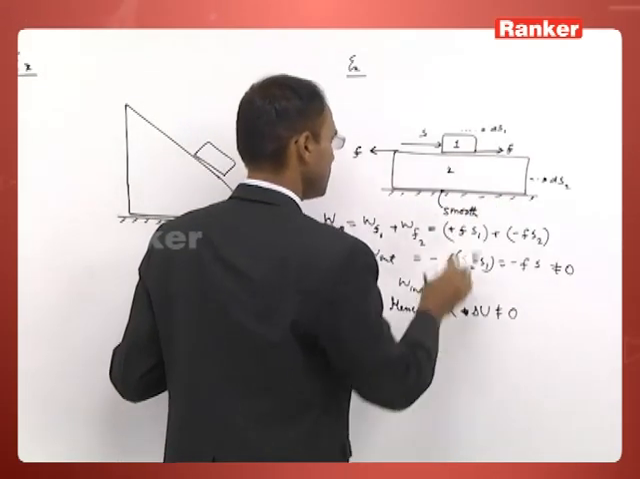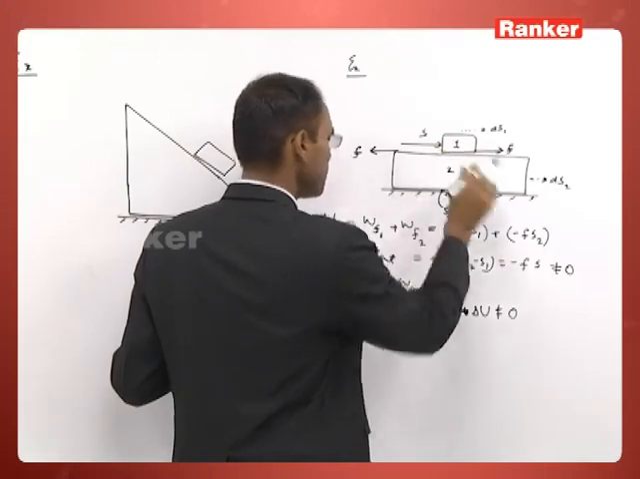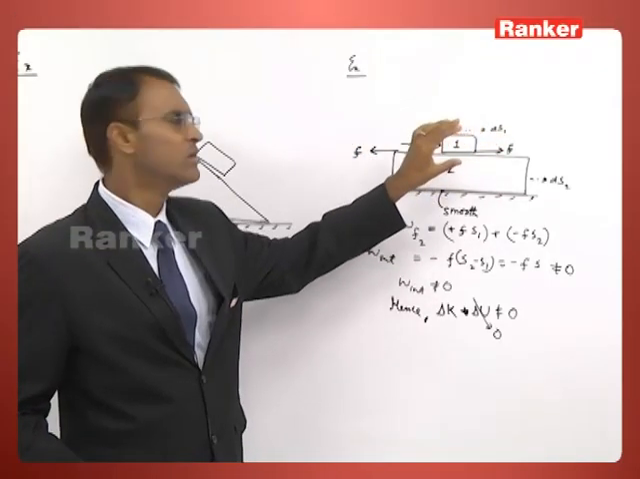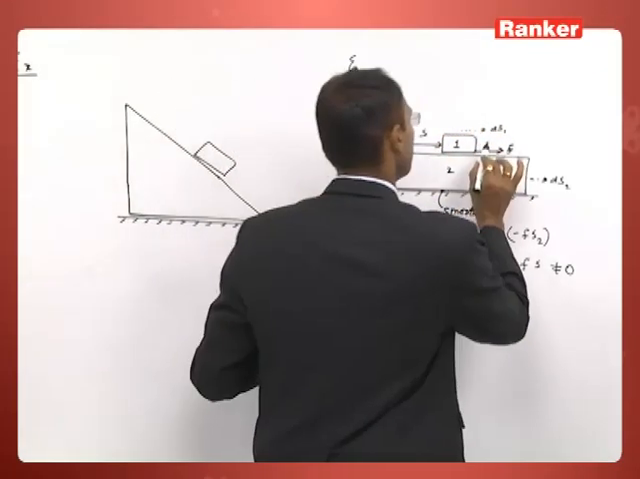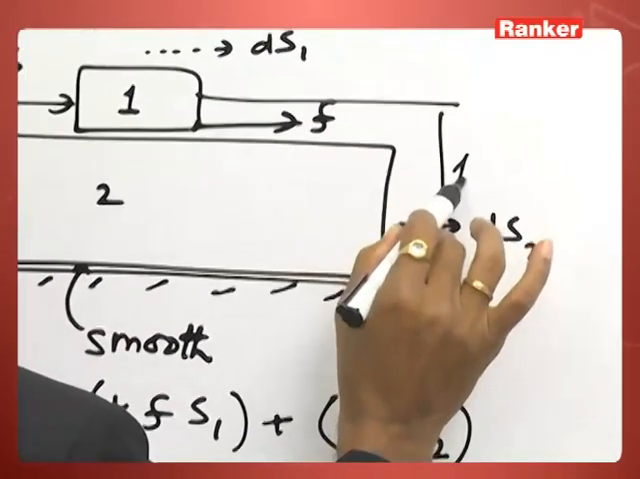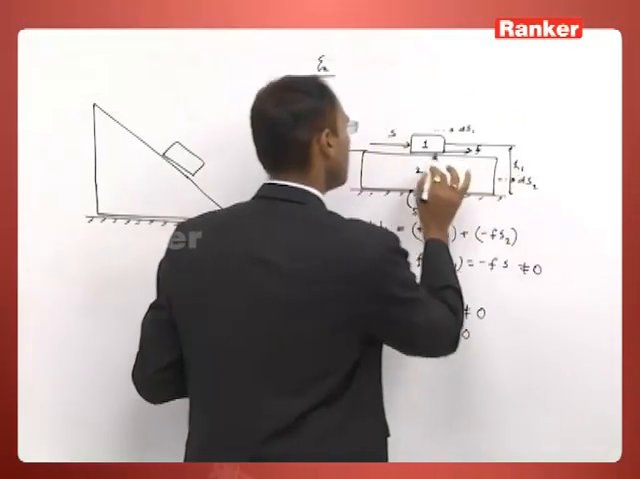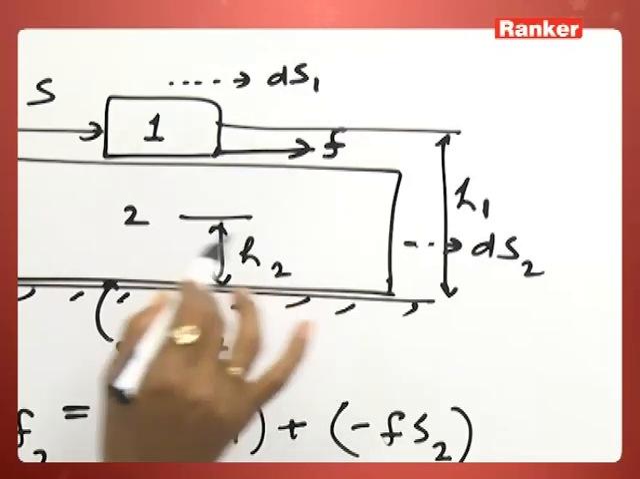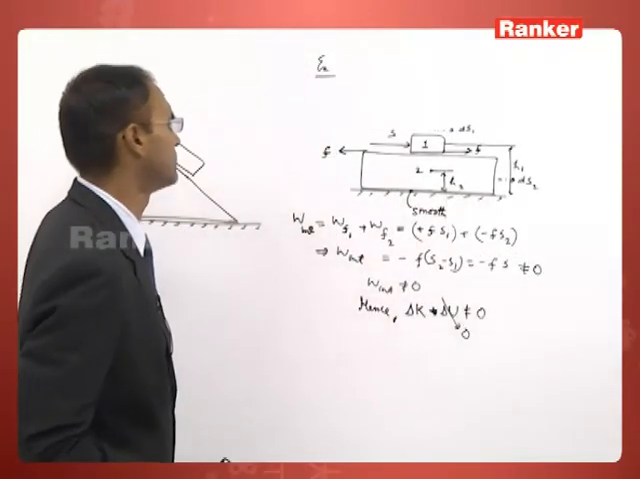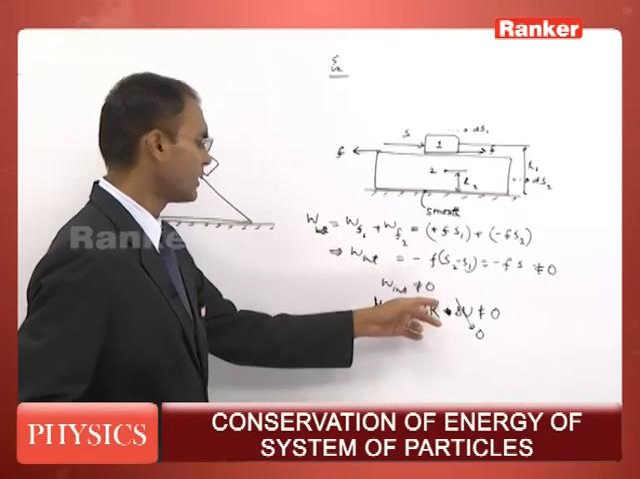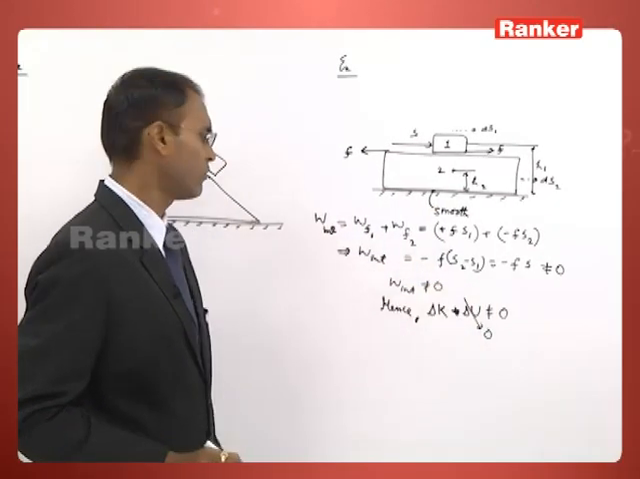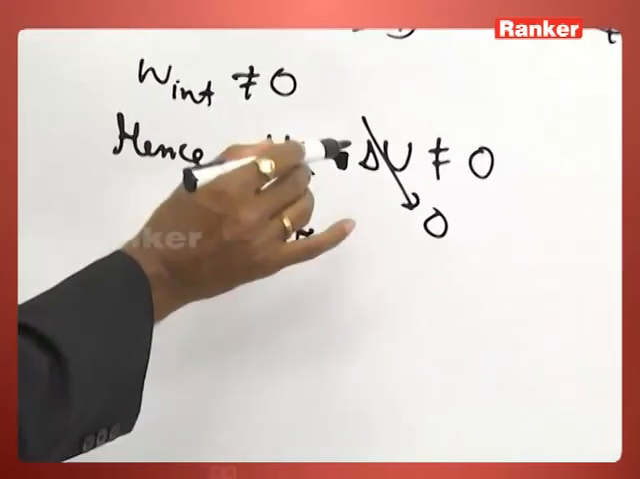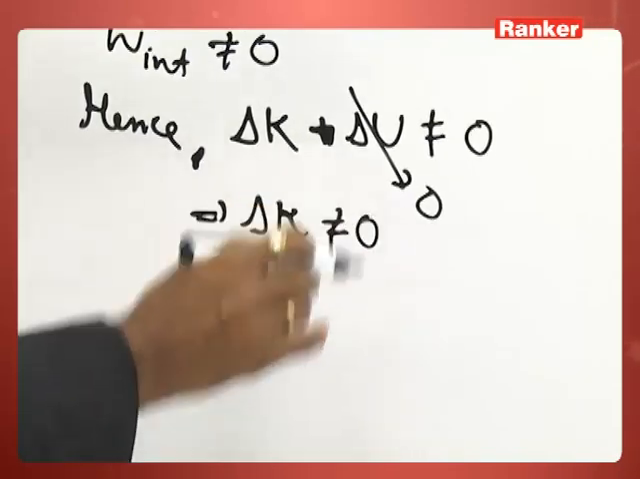In this case, the change in gravitational potential energy will be 0, because these bodies do not change their heights. This block is at height H1, this block is at a height relative to the center of mass of these blocks. Therefore, the change in gravitational potential energy will be 0. Hence, the kinetic energy change will not be equal to 0.